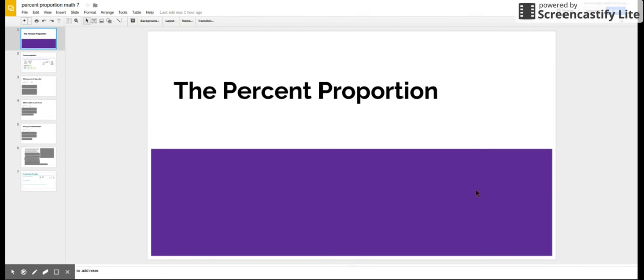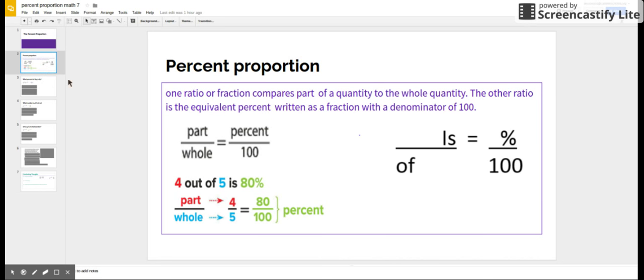Hi there, in this video you're going to learn about the percent proportion. The percent proportion is when one ratio or fraction compares part of a quantity to the whole quantity. The other ratio is the equivalent percent written as a fraction with a denominator of 100.